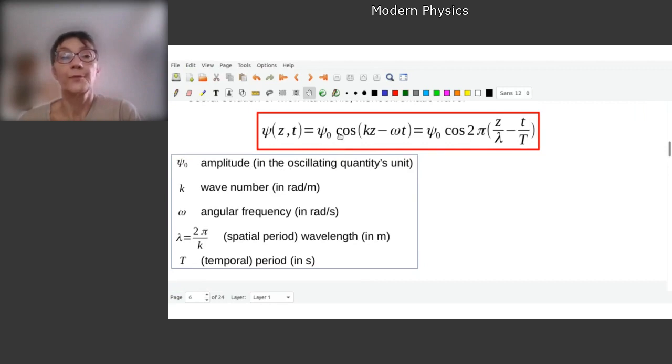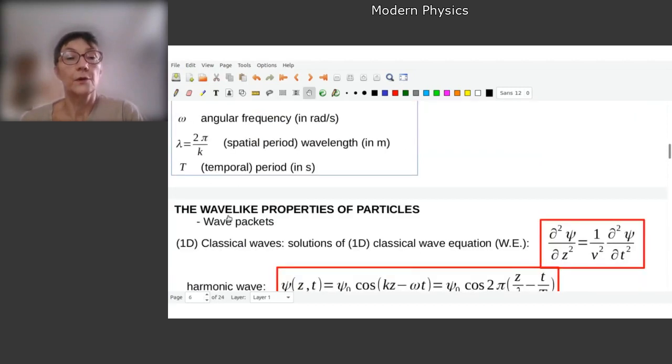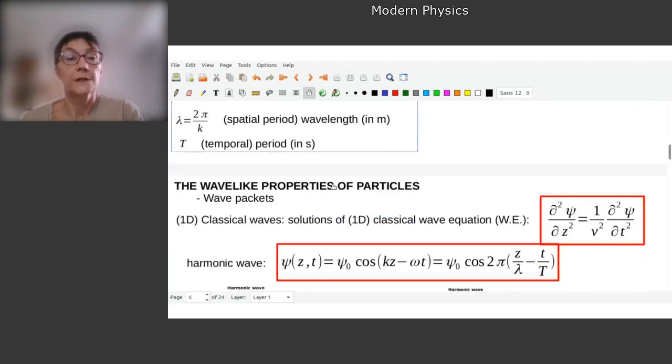So what is the unit of psi naught? This is the oscillating quantity's unit. If it's an electric field, this will be the unit of an electric field, volt per meter. If it's a displacement in a string, this will be meters, and so on. So you know it very well.